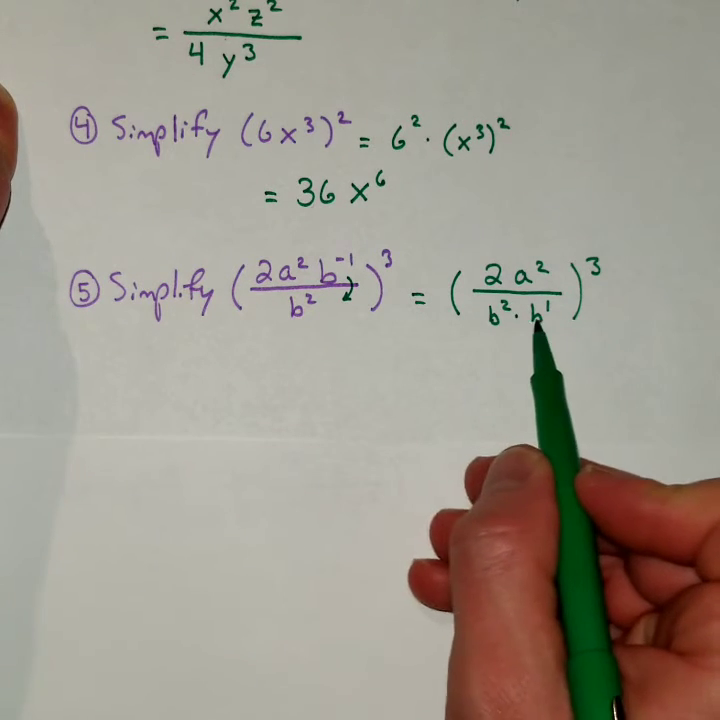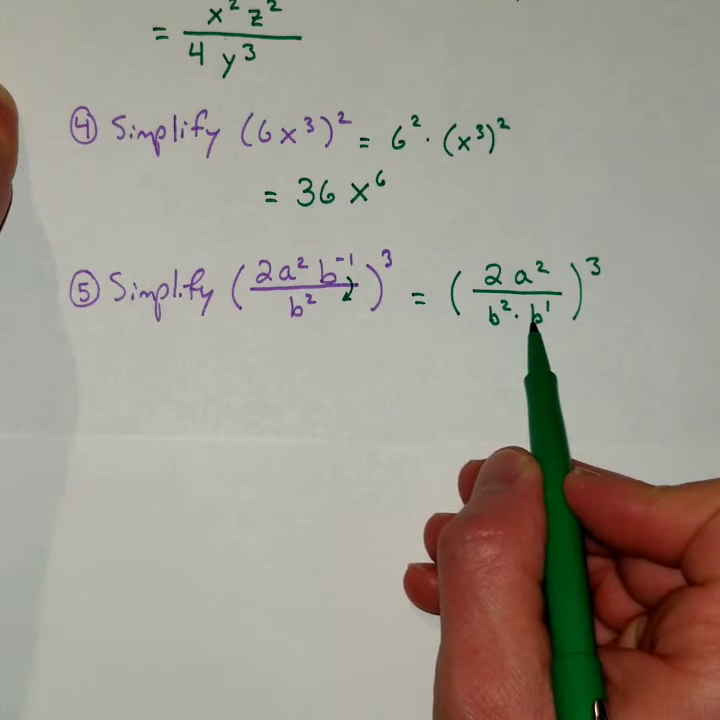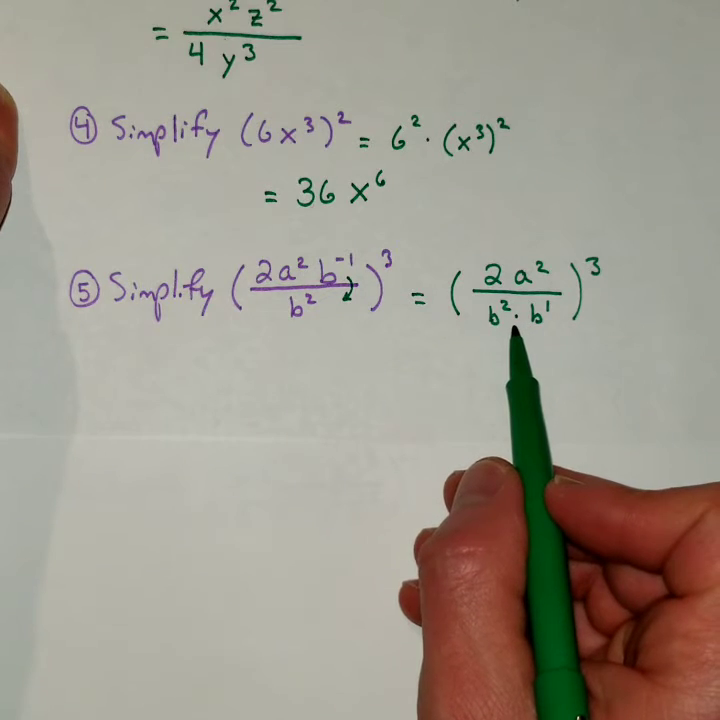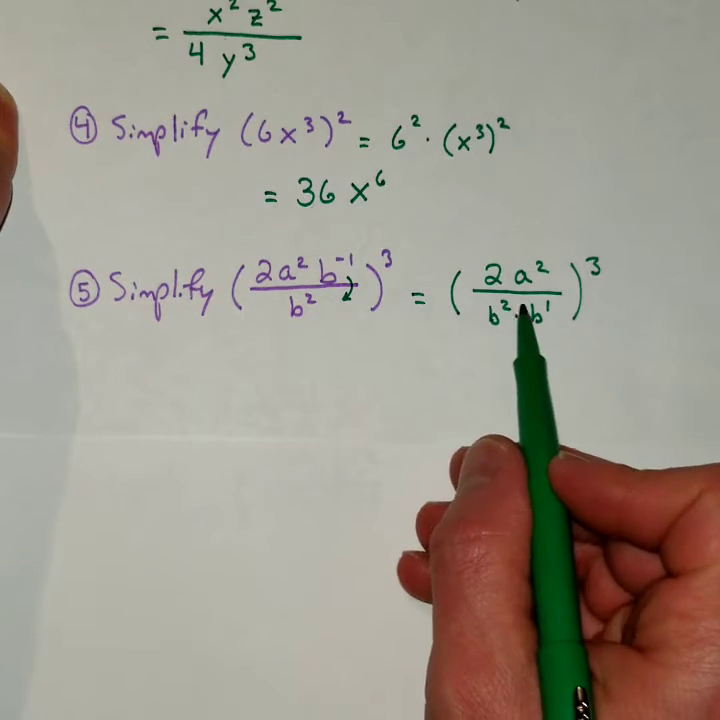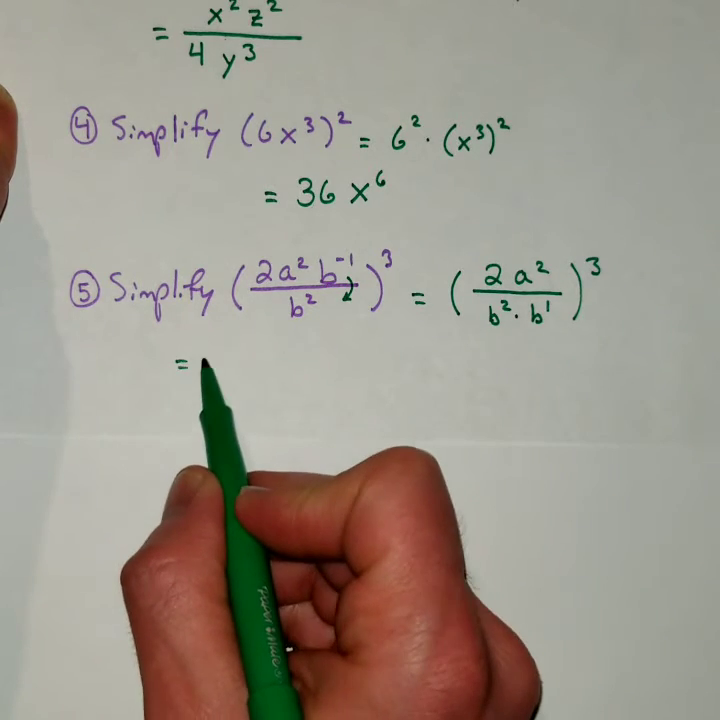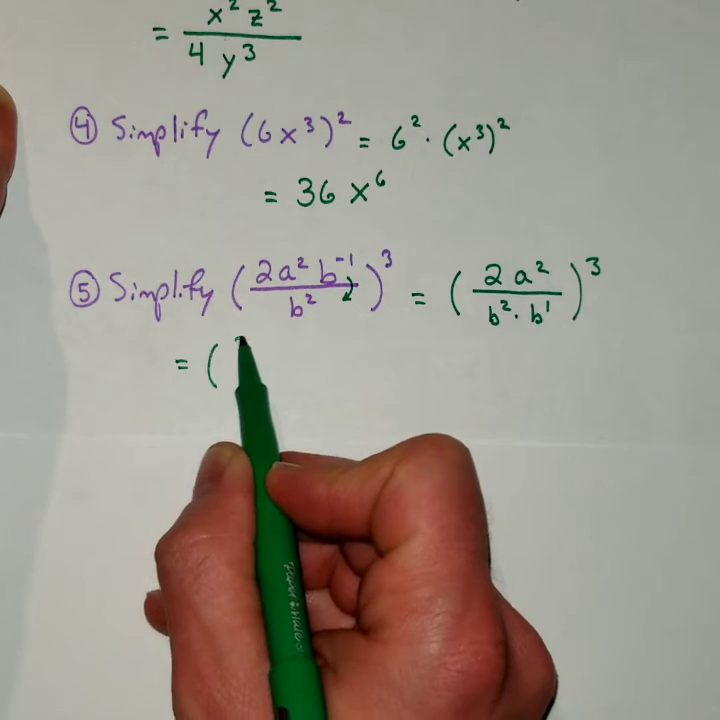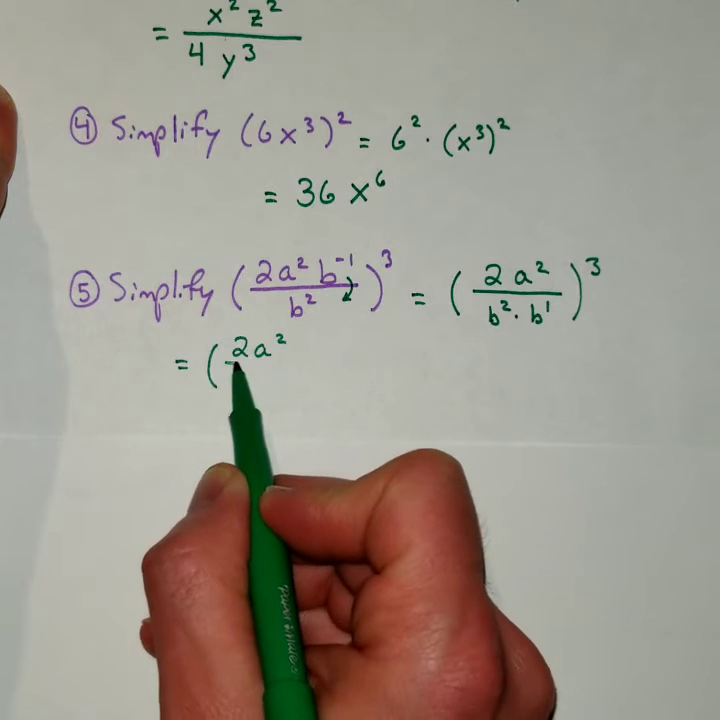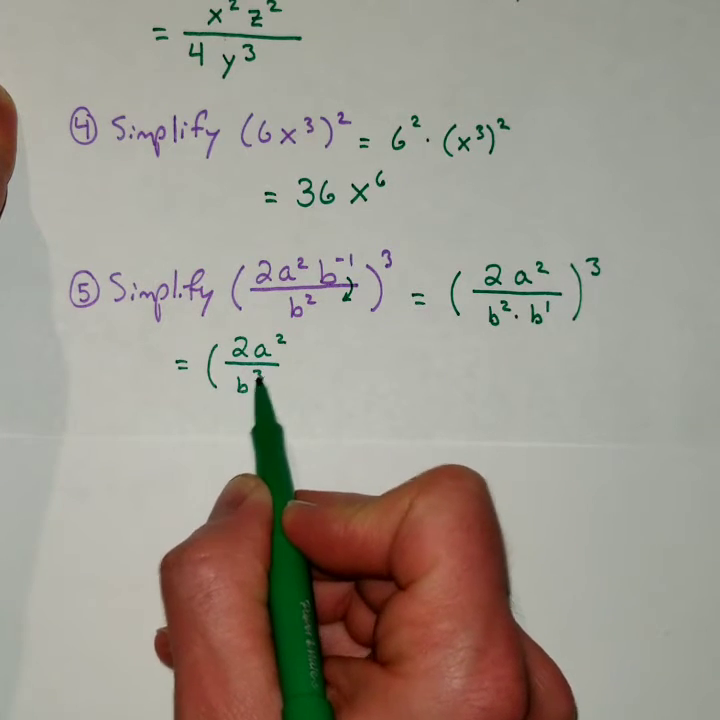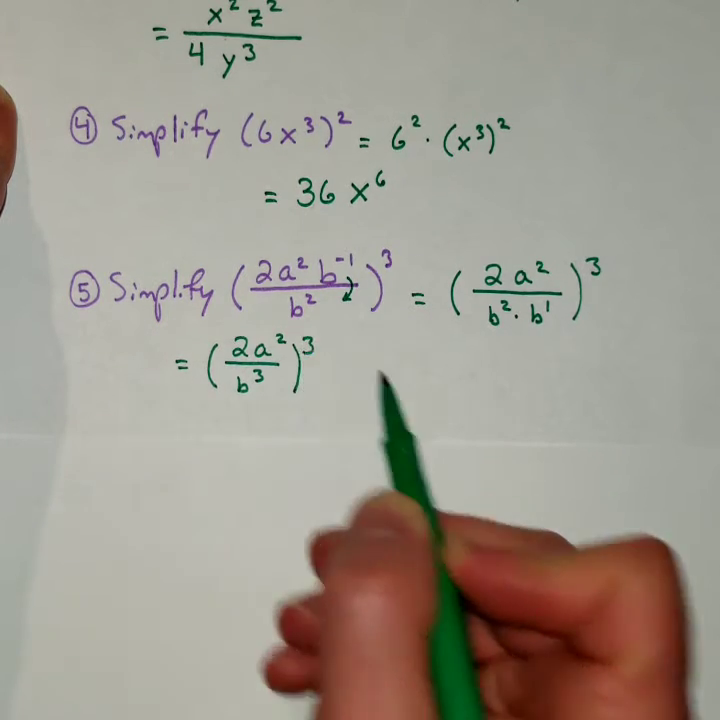Now the 2 b's on the bottom, b times b, ends up using our product rule where we add the 2 powers together. So this becomes 2a squared over b cubed, all cubed.